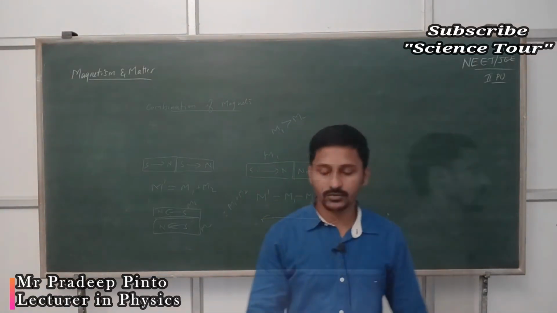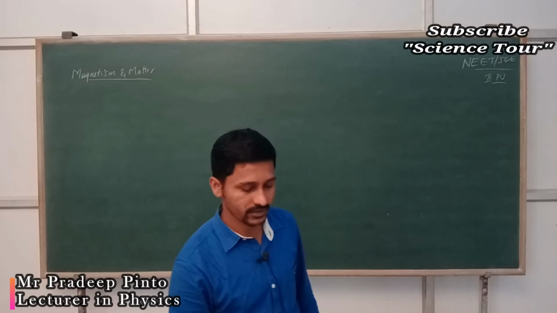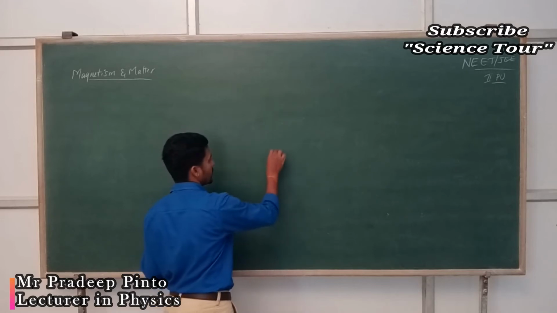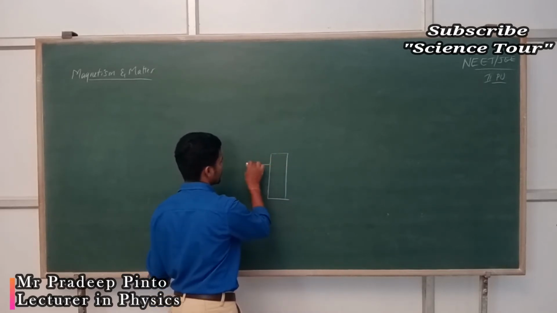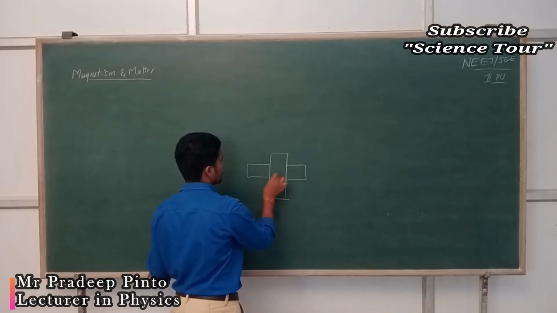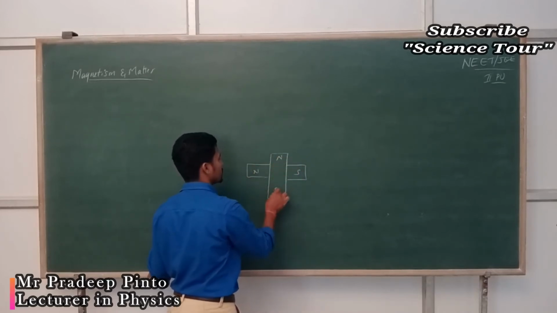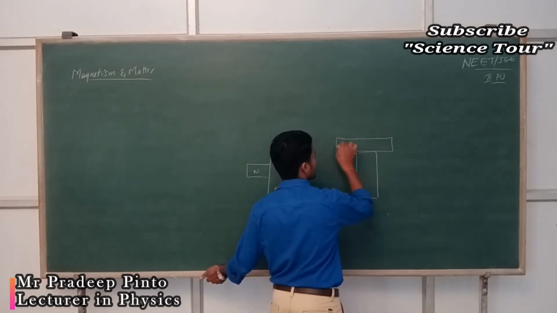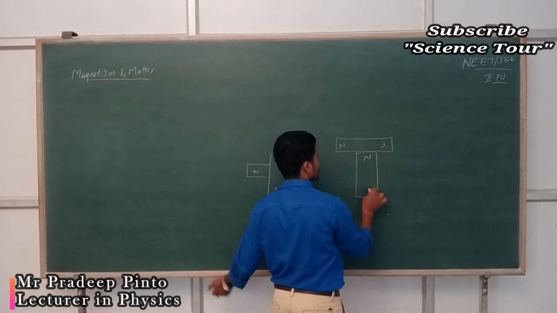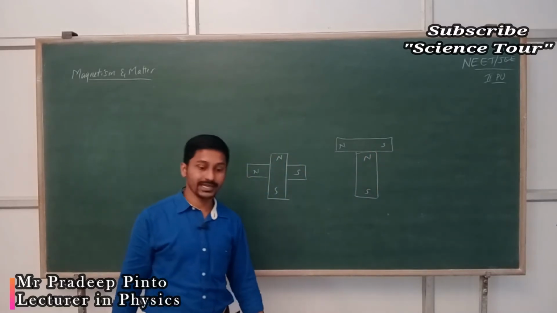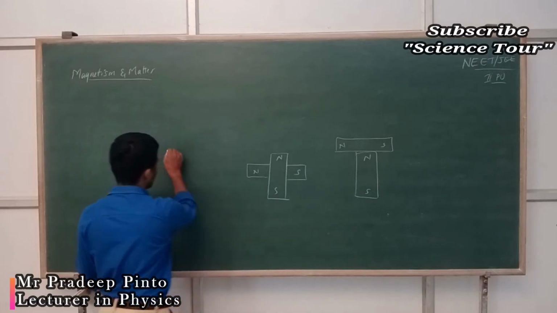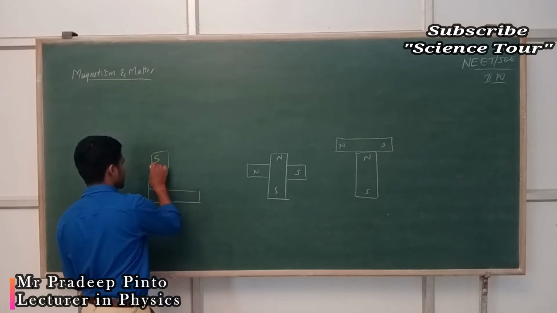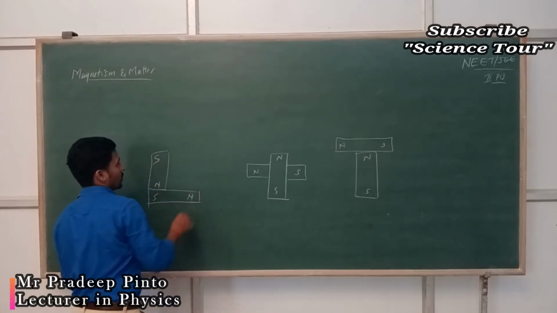Now we will see certain arrangements of bar magnets which are kept at right angles to each other. It may be arranged in this manner: north, south, north, south. It may be arranged in this manner too, north, south, north, south. That is nothing but 90 degrees to each other. Now it may also be arranged in this manner: south, north, south, north.